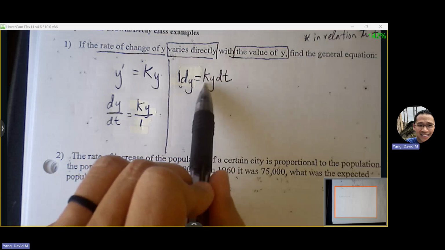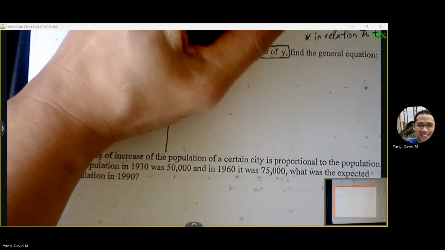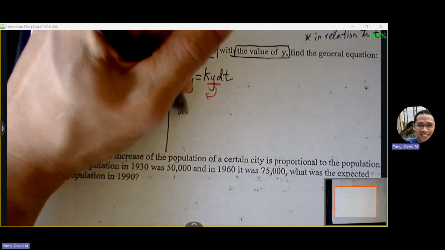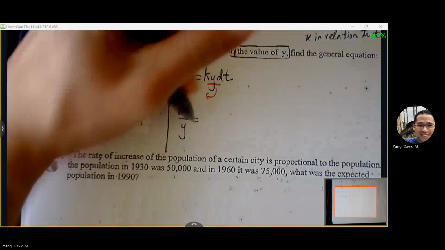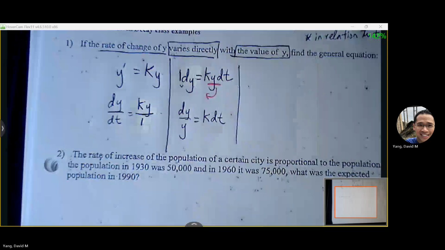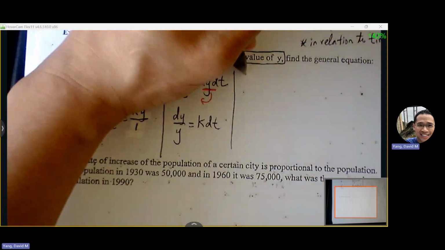So we're going to move this y over. We're going to divide by y. So if we divide by y, it's going to end up in the denominator. So dy over y equals k dt. Okay, we can set up our integral now. Everything is nicely separated.